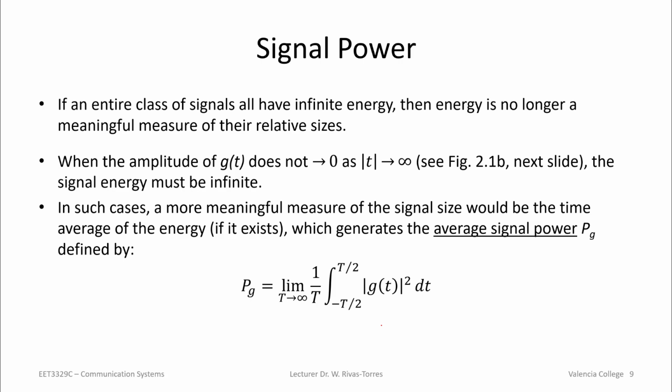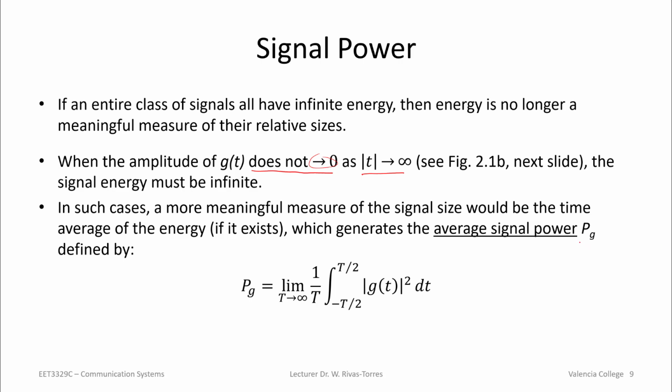So when you have a signal whose amplitude does not go to zero, and whenever you see me use the arrow it means go to or tend to, as t goes to infinity, if the signal doesn't tend to go to zero, it means that the energy must be infinite from my prior example. In those cases, it's always much more meaningful and it makes sense to talk about average signal power.